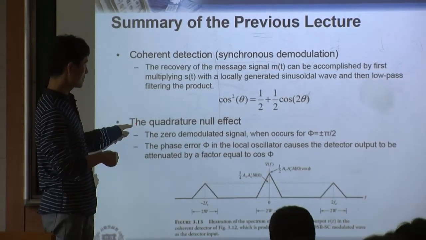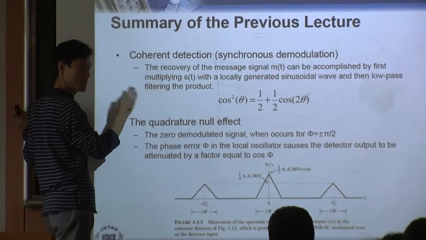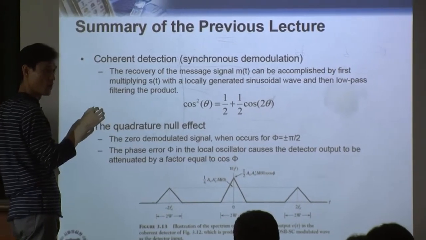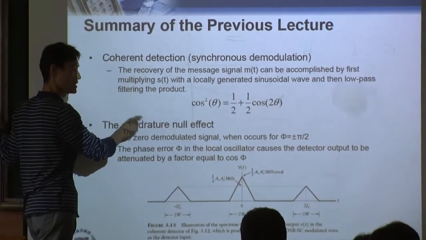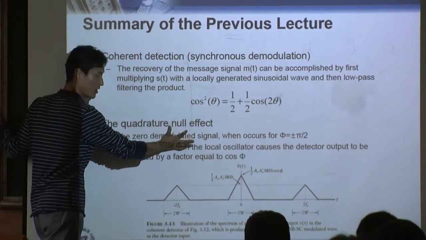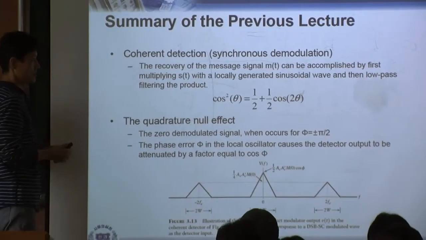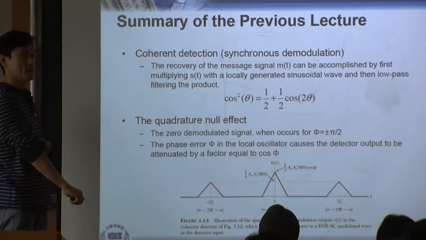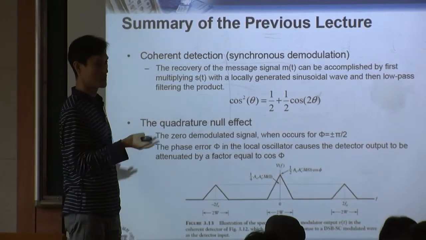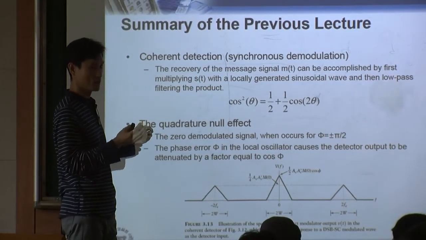That's the effect we call the quadrature null effect. When the phi, or phase mismatch, is quadrature, or 90 degrees, or phi over 2, you're going to get null, meaning 0. That's the quadrature null effect. That's really bad, because we cannot control the phase mismatch. You don't know, because that's random. If you're unlucky, you get 0. If you're lucky, you get some signal.